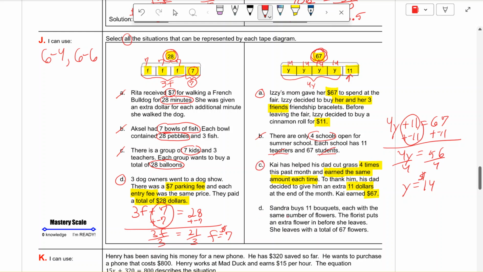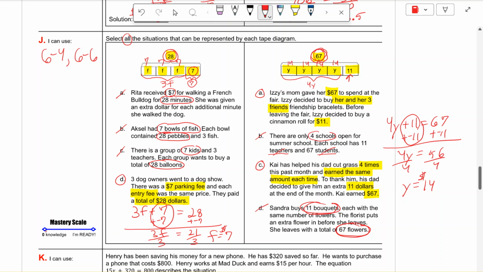And finally, D, Sandra buys 11 bouquets, each with the same number of flowers. The florist puts an extra flower in before she leaves. She leaves with a total of 67 flowers. So here we have flowers. Here we have bouquets. So our bouquets and flowers, they are related to each other, but this is talking about single flowers, and all of a sudden we have bouquets here. So this is not going to work because the units are different.